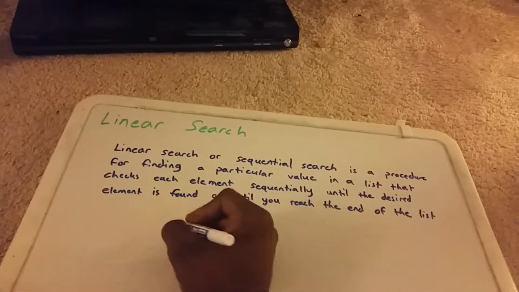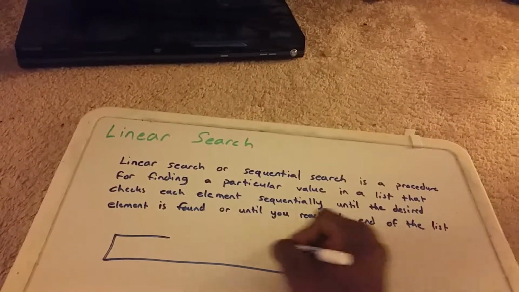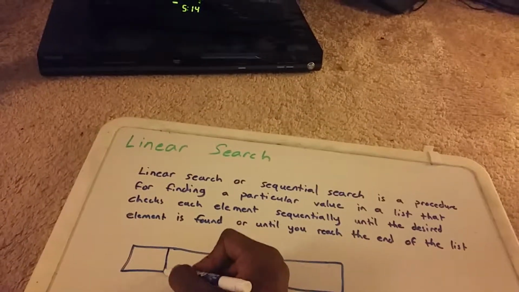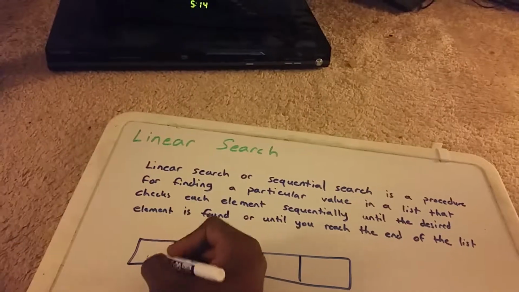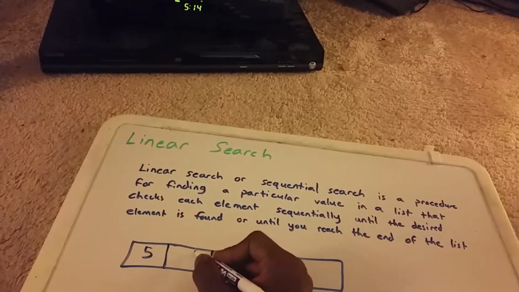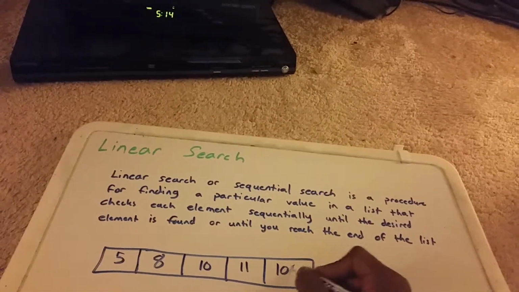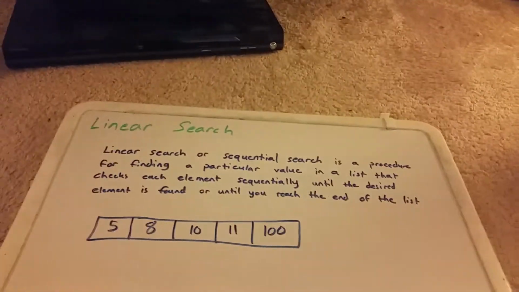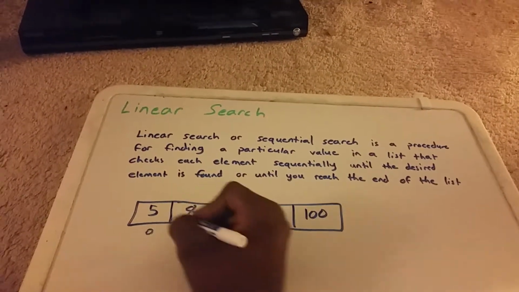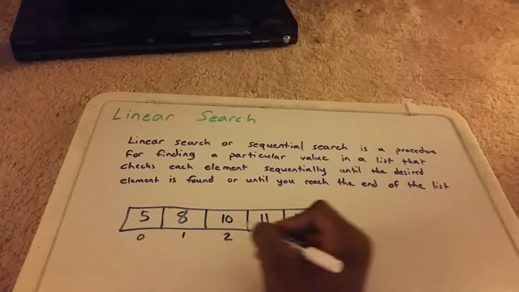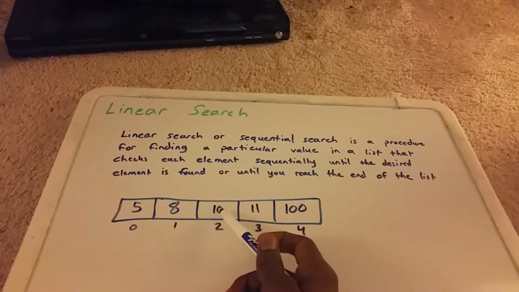So I'm going to just explain a little bit of how it would work. Let's say we had a list like this, and it's a list of random numbers, 5 elements, and these elements are each numbers. So I will say 5, I put 8 here, maybe 10, 11, and 100. And now we want to find the element 10. We can see the element 10 is here, which is in index, let's see, this is index 0, index 1, 10 is in index 2, 3, 4. So we can easily see that it's in index 2.